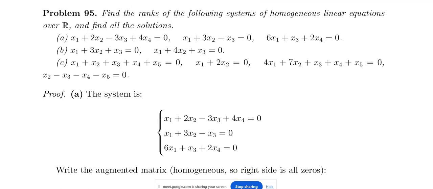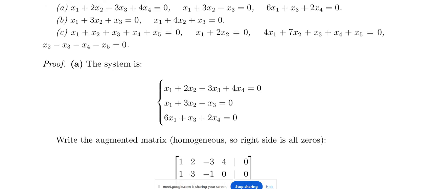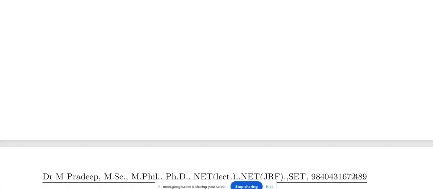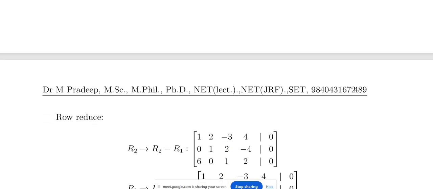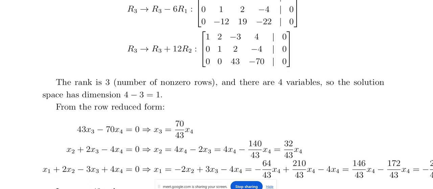And find the ranks of the following system of homogeneous linear equations over R. Then find all the solutions. There is the system of equations. The corresponding augmented matrix and the coefficient matrix, the right hand side is all 0. So if you simplify, reduce it, we get the elements.